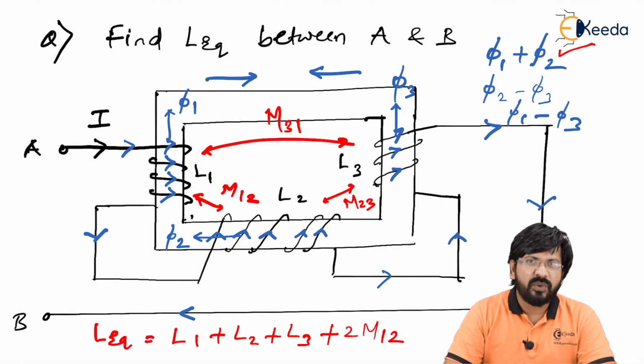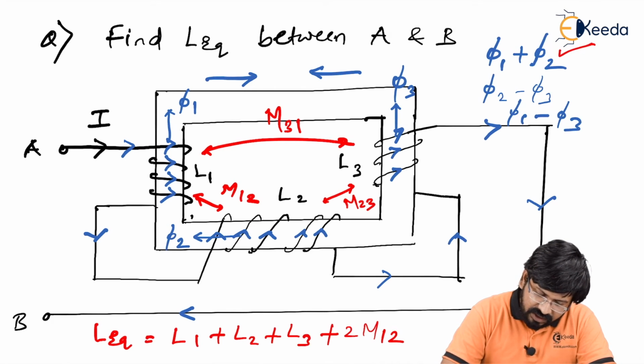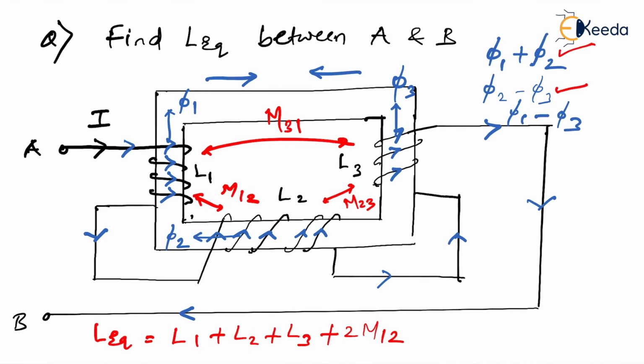Let's talk about coil 2 and coil 3. For coil 2 and coil 3, we have seen flux is getting subtracted, so it will be minus 2M, so it will be minus of 2M23. Last, that is coil 1 and coil 3, as you can see, both the flux are getting subtracted. Therefore, it will be minus of 2M13. And this is how we calculate L equivalent.